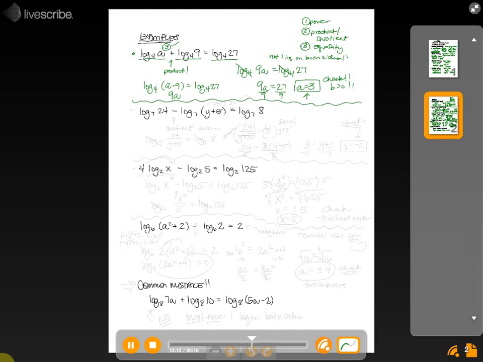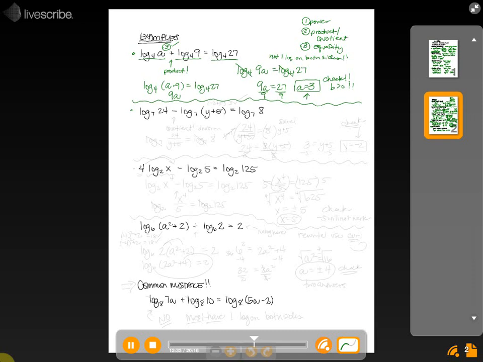Log base 7 of 24 minus log base 7 of (y plus 5) equals log base 7 of 8. First thing we want to do is check the power property. Are there any numbers out in front of our logs that we could move up as exponents? No, there's not. So we're not going to use the power property on this one.